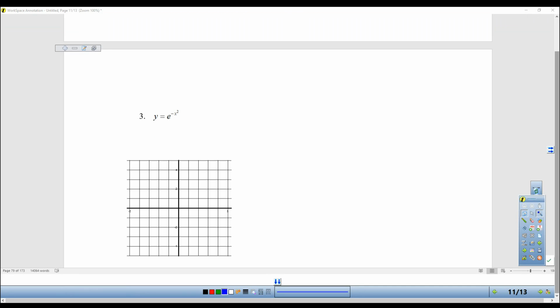Last one. Y is equal to e to the negative x squared. First graph of the day that we don't know what it looks like. So this is where we're really going to put our skills to the test. First, y prime. So the derivative of e to the u, so I'm just going to write it up here, negative x squared, is e to the u times du. The derivative of this is negative 2x.